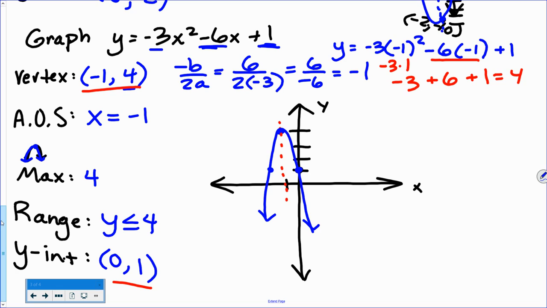All right, so that's graphing. A little bit more steps to come up with the vertex. Y-intercept should hopefully be quick, so then you can do a quick 2 points.